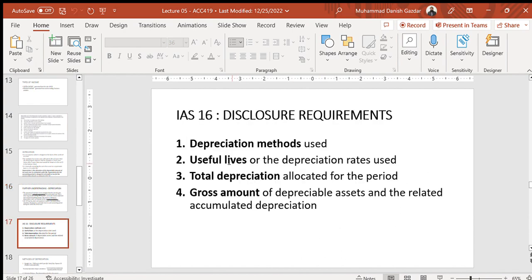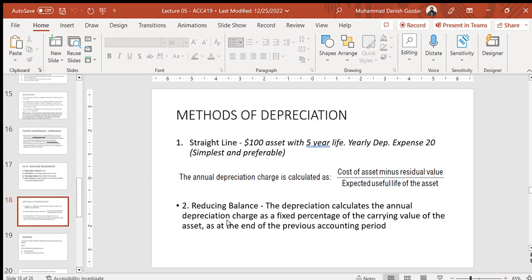Now there are two types of depreciation method. One is straight line, which we discussed earlier: if the cost of the asset is 100 and its useful life is 5 years, its per year expense is 20. However, there is another method called reducing balance, which considers a percentage. And these are the disclosure requirements which are required to be disclosed in the financial statements.